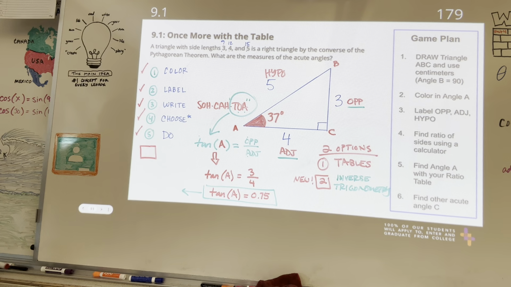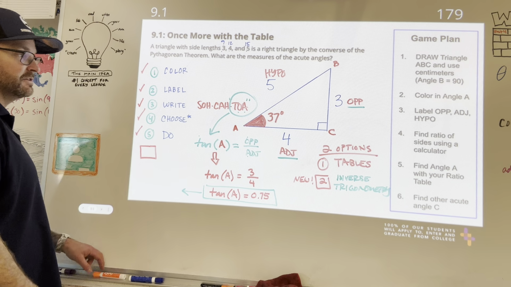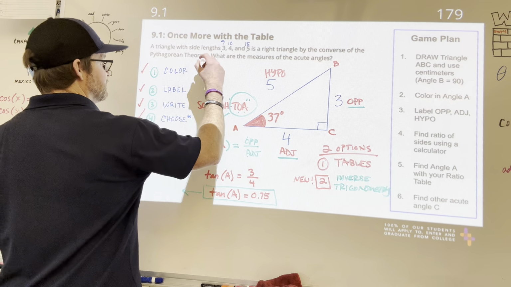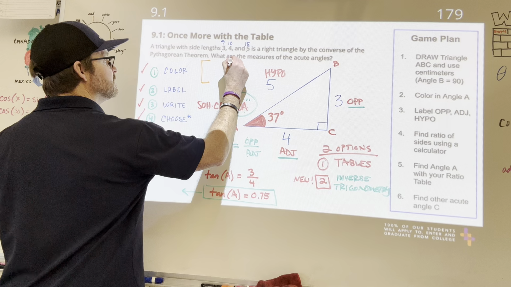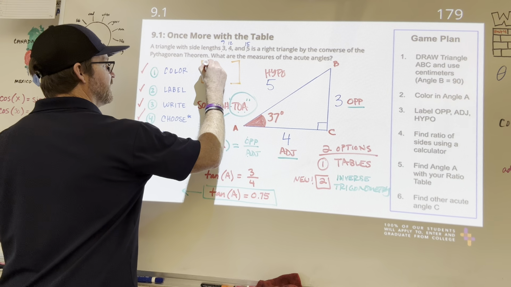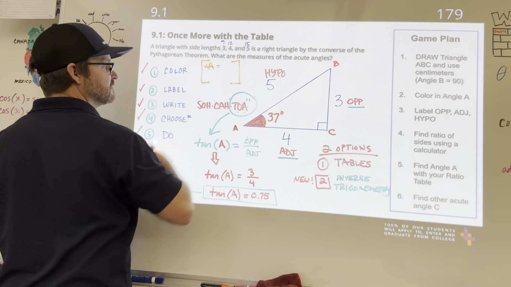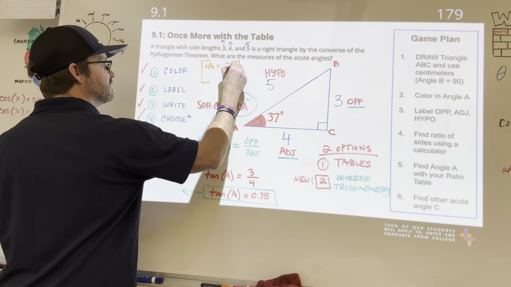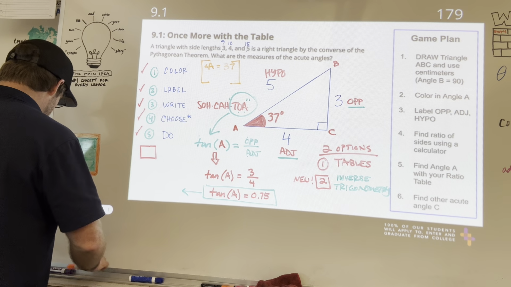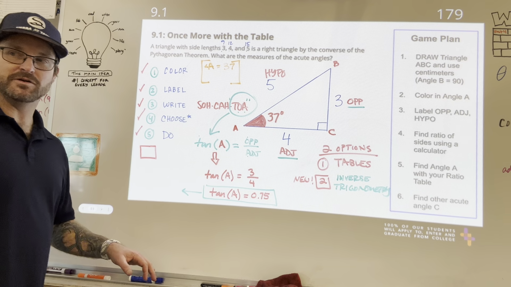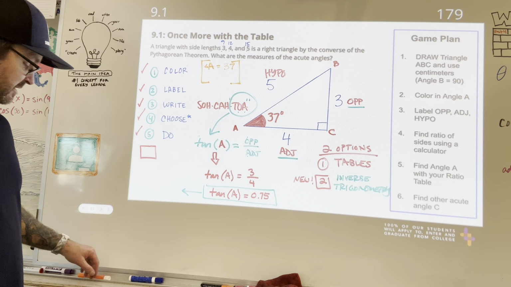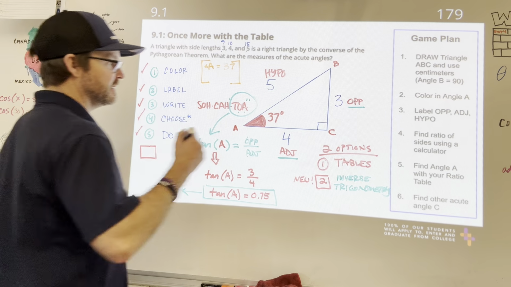Now, one thing I forgot to do, and if you can remember to do this, that'd be cool, is to set up the finish. So you're going to say angle A equals 37. And then we got one more to get. What's the letter of the one that we have to get? Yeah, we got to get B now.